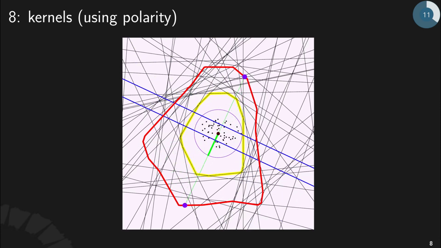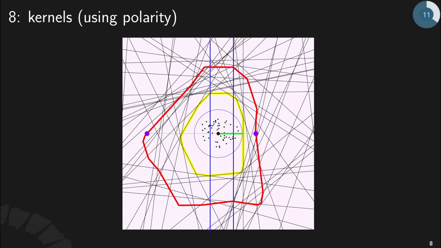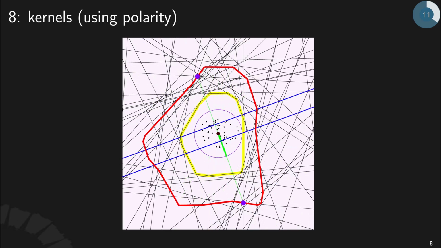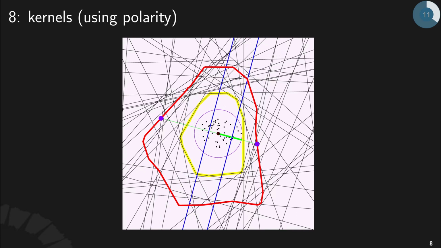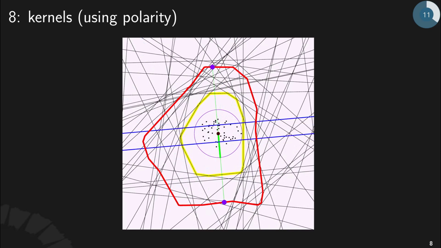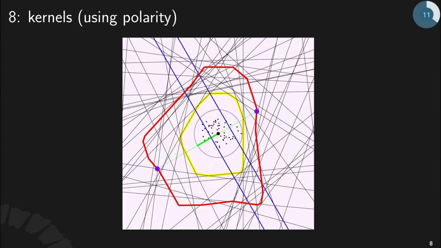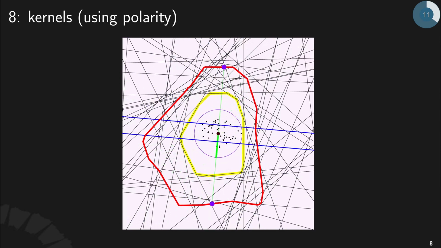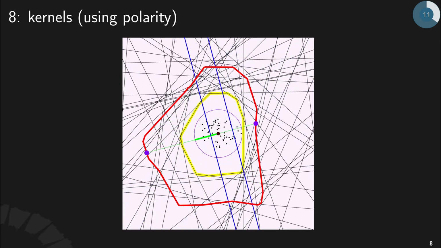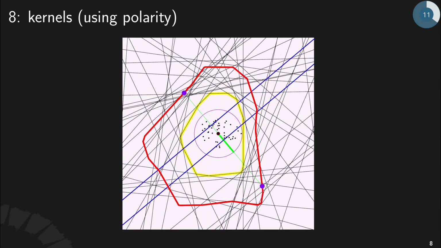Now, it turns out that it's easier to think about this problem not in the dual, which was the setting I described in the previous slide, but in the polar, using polarity. I'm not going to define what polarity is. It's essentially inversion and duality combined in some sense. The important thing is that it inverts points to lines and lines to points. And in particular, for our problem, once we do the inversion, the problem becomes the following.